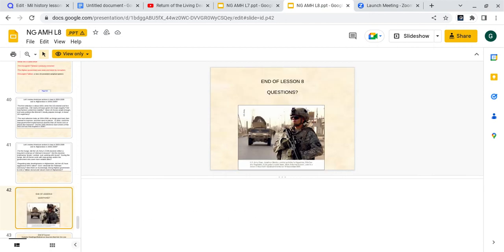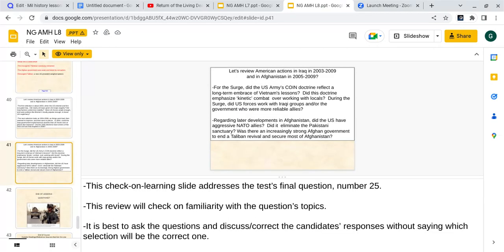Then, as for the surge, did the U.S. Army's COIN doctrine reflect a long-term embrace of Vietnam's lessons? Yes, it did, because now we are putting together kinetic combat skills along with political and social awareness. Did this doctrine emphasize kinetic combat over working with locals? No, right? It married the two. So now we've got kinetic combat in addition to working with locals. During the surge, did U.S. forces work with Iraqi groups and/or the government who were more reliable allies? Yes. So we did start working with more reliable allies in Iraq.